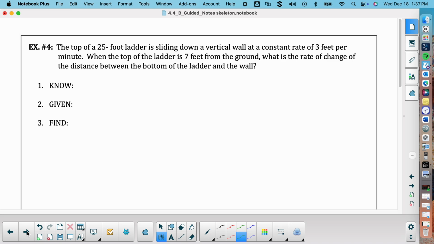25-foot ladder. 25 foot means it is never changing size. Even though ladders generally are changeable, this one is telling you the ladder will always be 25 feet. And apparently the person didn't set it up very good because it's falling out. Wall, ladder, ground. Here, I'll just draw a graph.